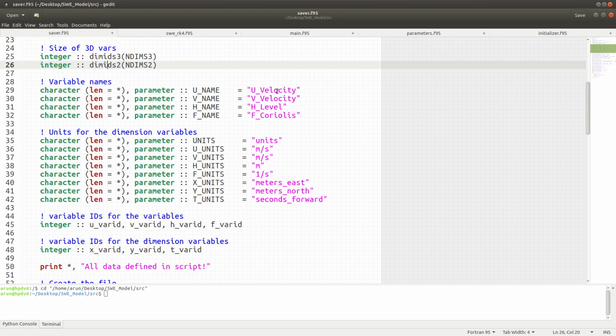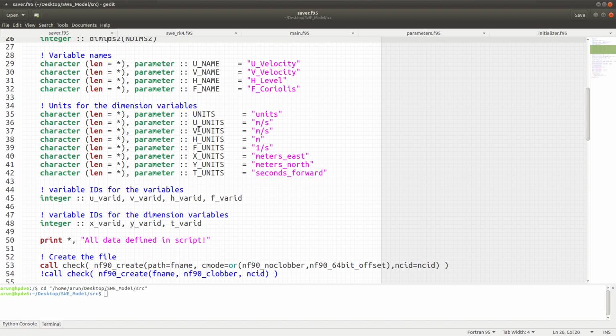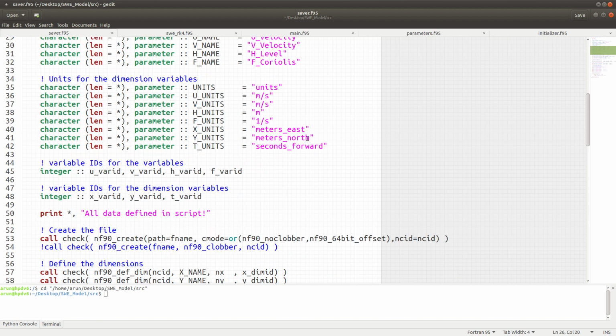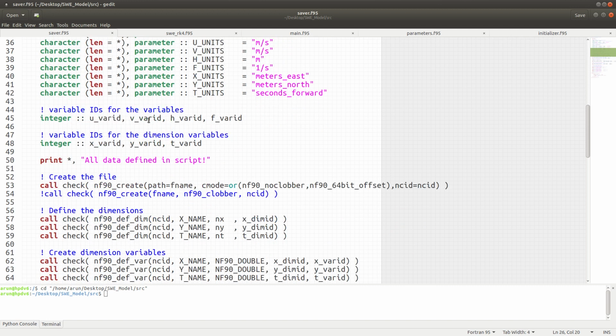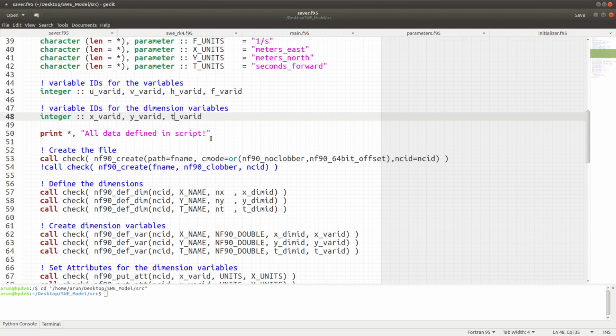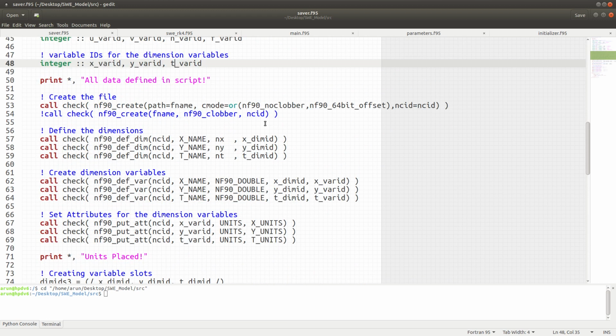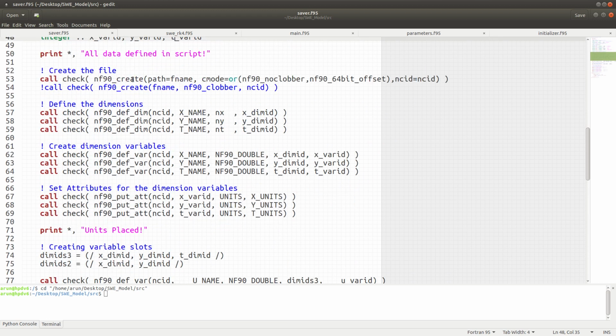Then I'm going to create the variable names: u name, u velocity, v velocity, height levels, and Coriolis, and then the units. Meter per second, height is meter, Coriolis is 1 by second, and then meters east, meters north. These are just unit names, and then seconds forward, like that. And these are the variable IDs: the variable ID for u, for v, for h, and for the Coriolis component f. These are the variable IDs for dimensions x, y, and t. And here I'm going to create an empty file.